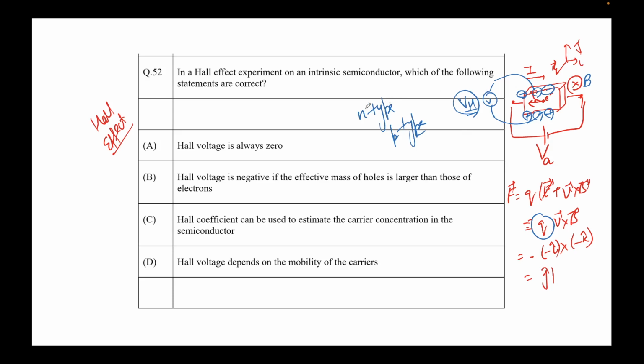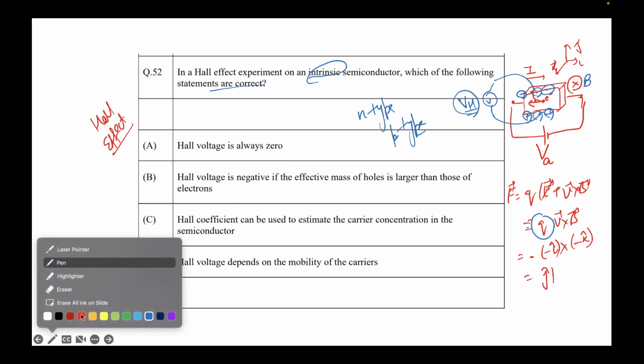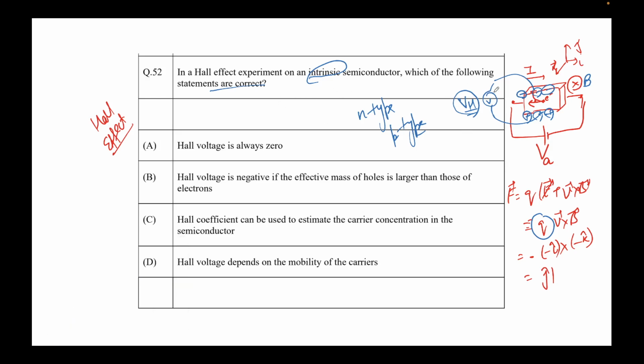Now, please solve this question for me. The Hall effect experiment on an intrinsic semiconductor. Remember, this is not doped. Which of the following statements are correct? First, the Hall voltage is always zero. Is the Hall voltage always zero? Yes or no? As you told, some voltage is necessary, so it is not always zero. It may be zero for insulators, but it will not always be zero. So this is wrong. We have to find the correct ones. I'll put a cross here.